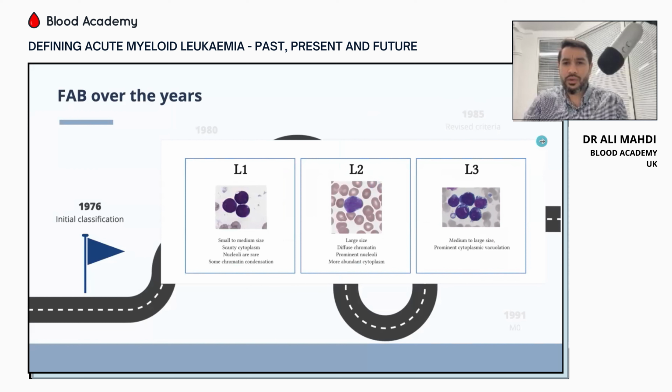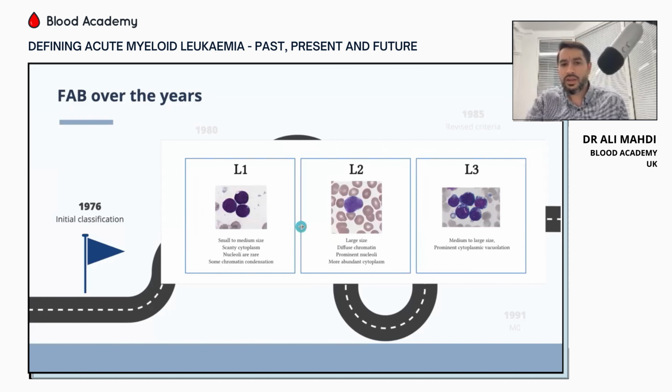And then just for completeness, they also recognized lymphoblasts as 3 groups. So L1 patients generally would tend to be pediatric patients. So these were blasts which were small to medium in size. They had scanty cytoplasm and didn't have much in terms of nucleoli present within the nucleus. And there was some chromatin condensation, so some darkness associated with the nucleus.